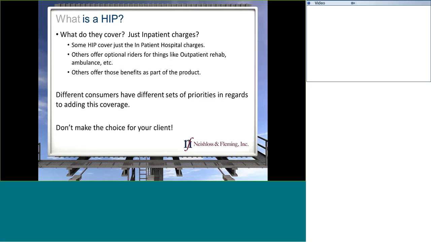So what do these plans cover? Is it just inpatient hospital costs, or are there other items that are part of these plans? Well, I remember the first time, years and years ago that I looked at HIP, I thought to myself, oh, it just covers your inpatient charges. And there are some plans that's it. That is the full extent of what is covered on these particular plans, inpatient hospital charges.